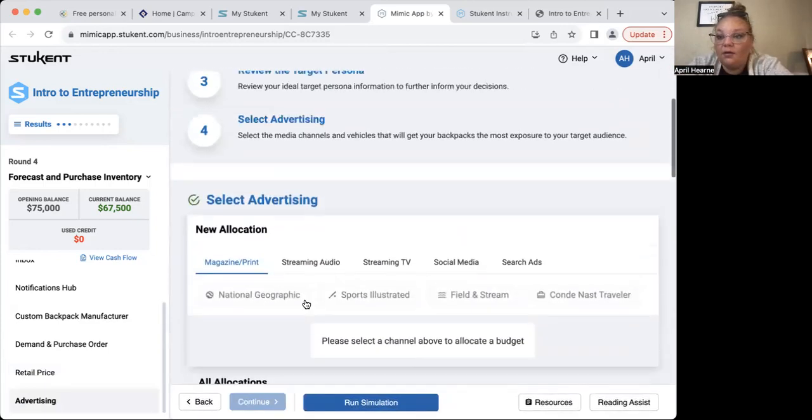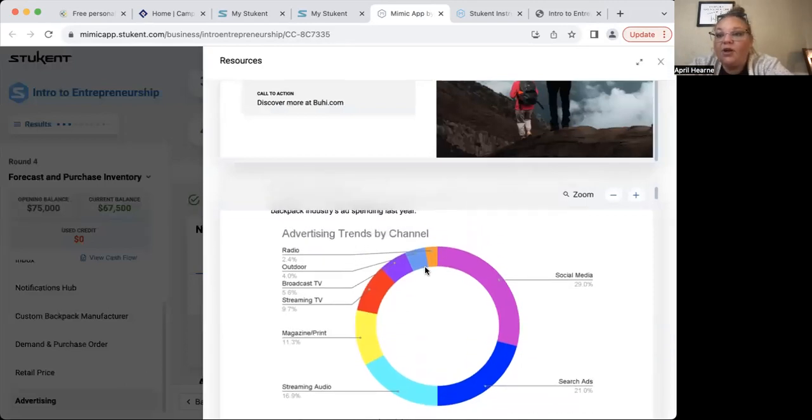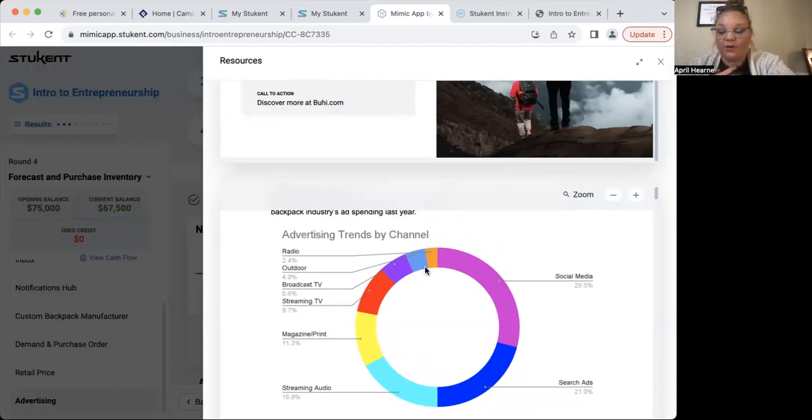Here is where I'm going to tell you to pull up those resources again. Advertising by channel. You're going to be asked how you want to spend your advertising money. I spent $7,500. So I ended up having to write down $7,500. And here are all the channels that I could spend money on if I wanted to. Social media, search ads, streaming audio, magazine, print, streaming TV, broadcast, outdoor, radio. All right. No one is telling you to spend advertising in all of these channels. So I just chose some, and I chose them based on the numbers that I'm looking at.